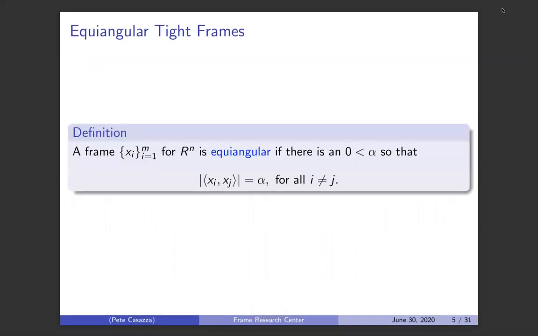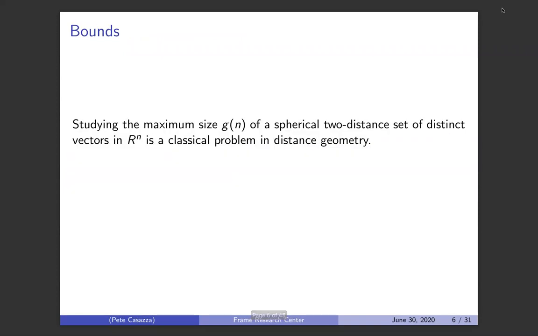I should also say, the definition doesn't require these to span. That is, it doesn't require the vectors to be a frame. A frame {x_i} is equiangular if there's an alpha so that the absolute value of <x_i, x_j> equals alpha for all i unequal to j. So for some people, this would be a two-distance set because <x_i, x_j> is plus or minus alpha. For others, this would not be a two-distance set because they don't allow you to use plus or minus alpha.